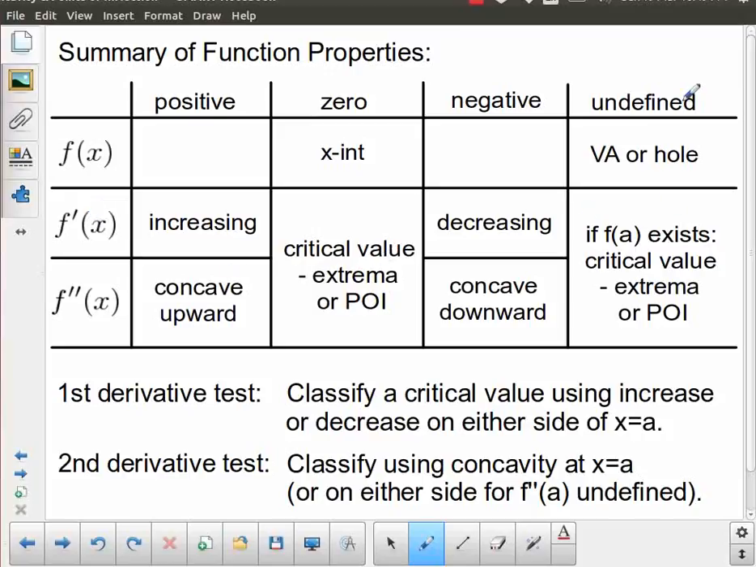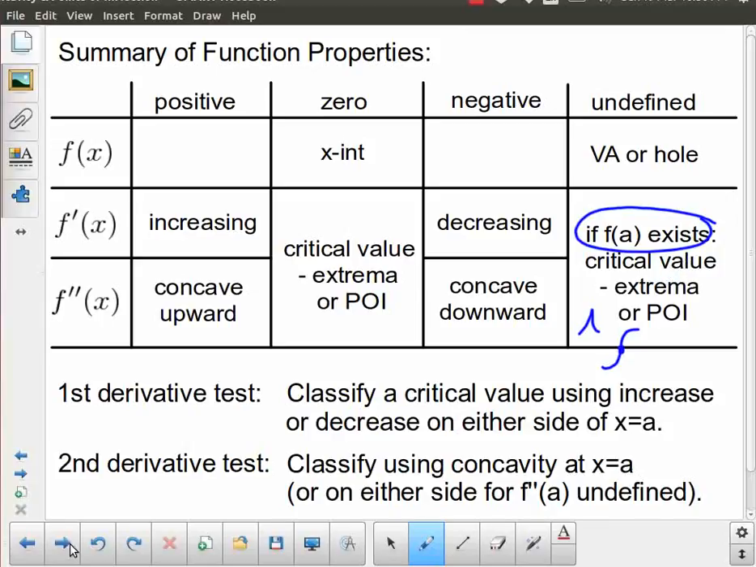If we find an undefined value where f of a exists, so if the original function is undefined, that just means a vertical asymptote or a hole. But if f of a exists, so meaning if this is not the case, but we end up with an undefined first or second derivative, we may still have a critical value. We just might have something like a cusp, or we might have a special kind of point of inflection that goes vertical at that point. And if we had a vertical slope here, that would explain why we have the undefined.